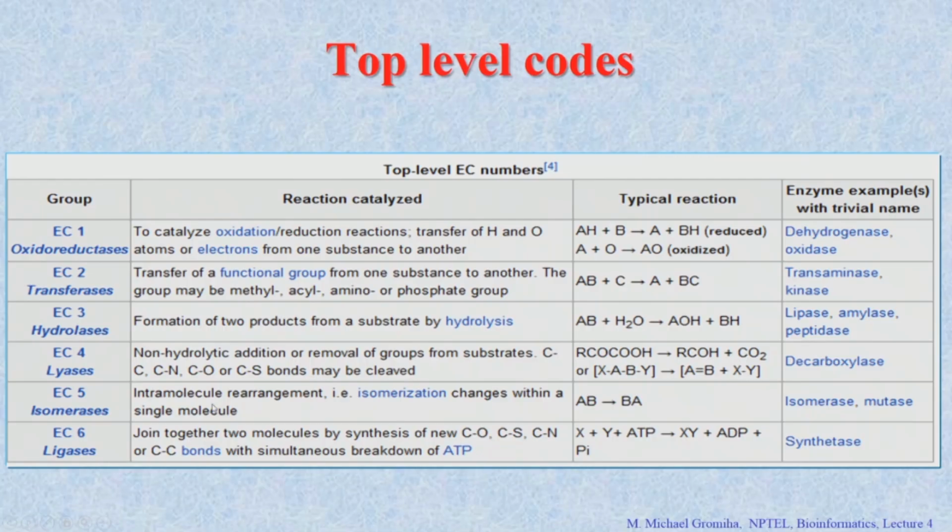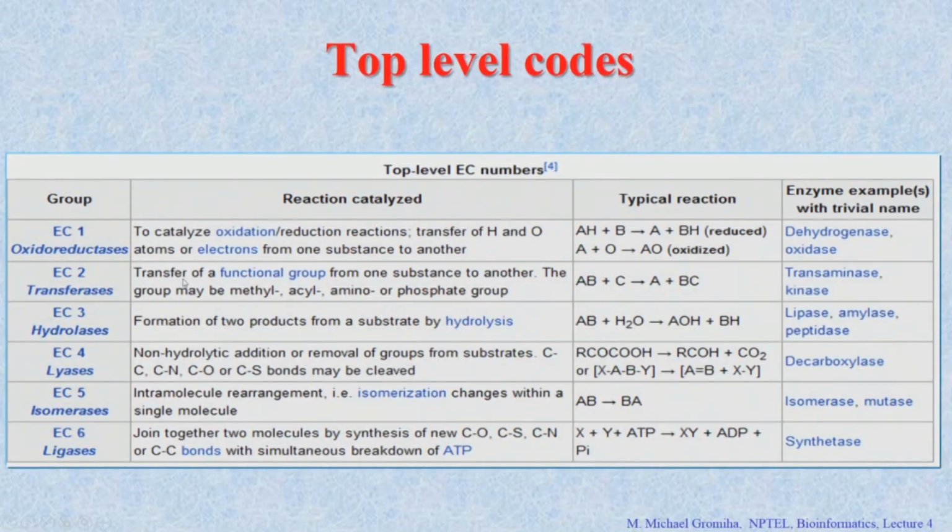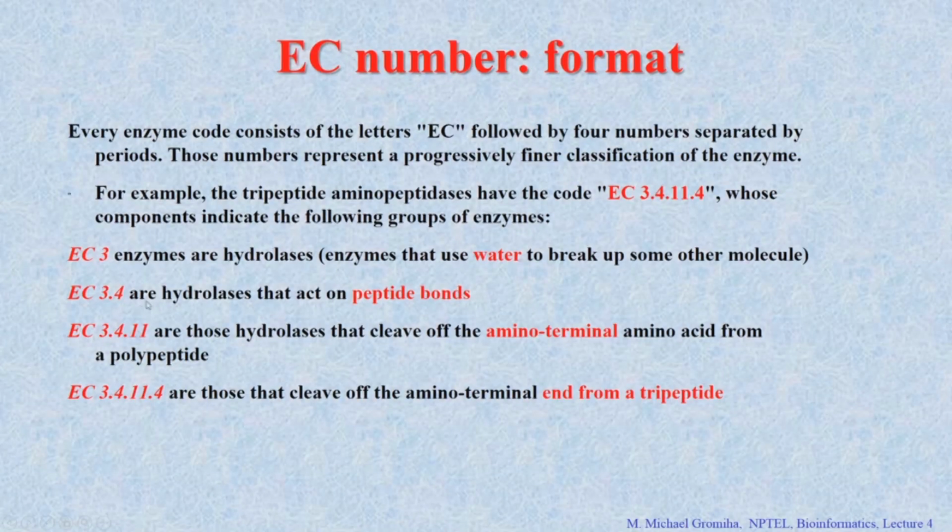Then each top level has subclasses. If you see here, what is EC3? These enzymes are hydrolases, because they use water to break up other molecules. Then 3.4 means they are hydrolases that act on peptide bonds. The 4 means it is acting on peptide bonds. And here we go to the next level, 3.4.11.